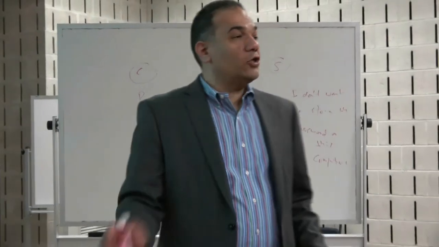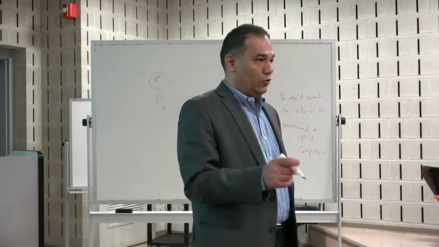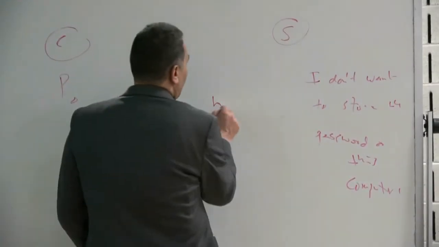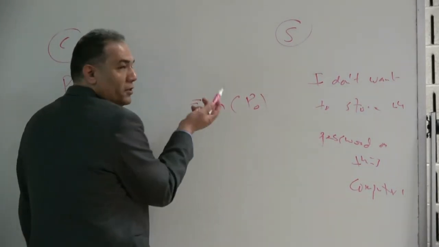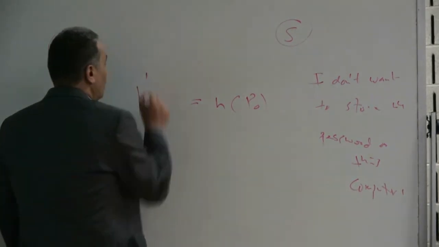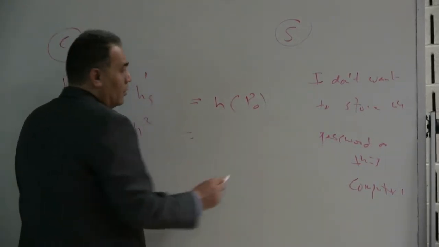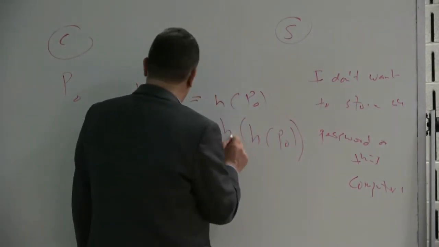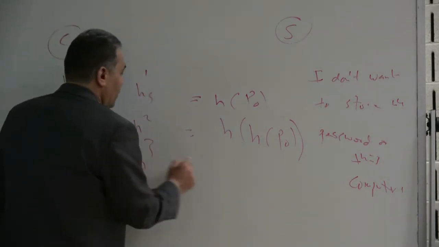If I store one hash and keep using that one hash, this is not secure. So what we'll do is store the hash of the hash. For the first time, I have the hash of P0. Let's call it hash one. Then hash two equals the hash of hash one. Hash again. Then H3 equals the hash of hash two.